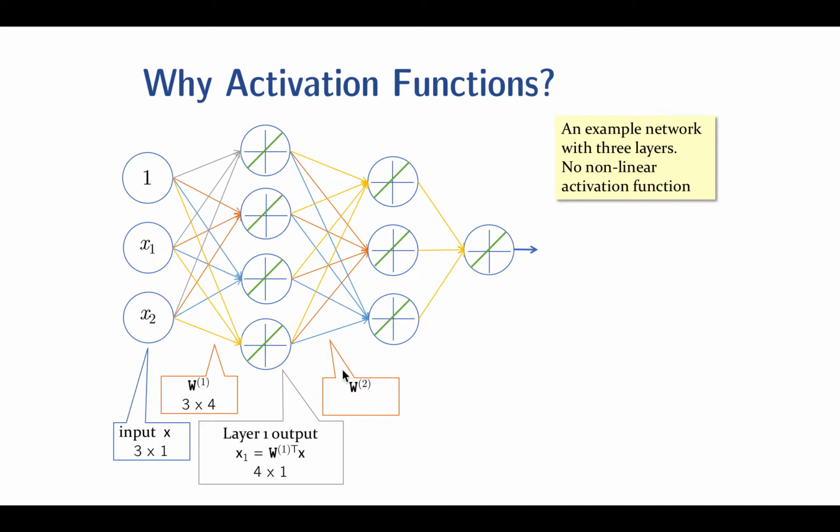Then I have some W2 here. What would be the dimensionality of W2? W2 transpose will be 3 by 4, W2 will be 4 by 3, because I'm using the transpose convention here. So the layer 2 output, x2, will be W2 transpose times x1. x1 is the input now and x2 is the output. So x2 is a 3 by 1 vector, right? Because W2 transpose is 3 by 4 multiplied by 4 by 1, so that's a 3 by 1.